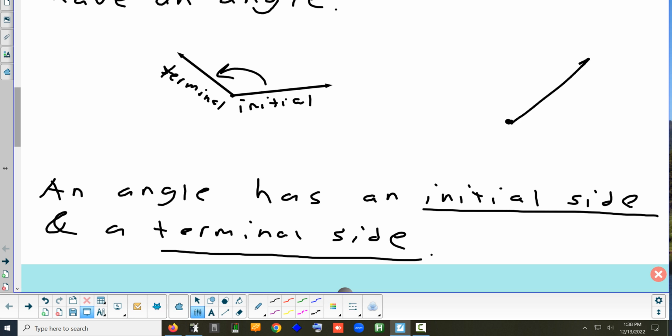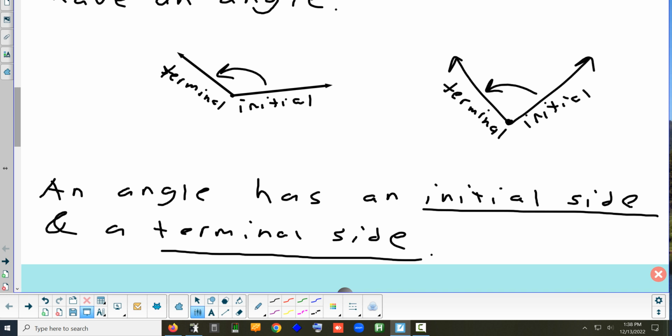So if you had an angle that looked like this, it's a little bit different. It's basically just that one rotated a little bit. Put yourself inside the 2 rays and rotate counterclockwise. Wherever you start, that's the initial. And wherever you stop, that's the terminal. We're going to have an easier way to figure out which side is which.